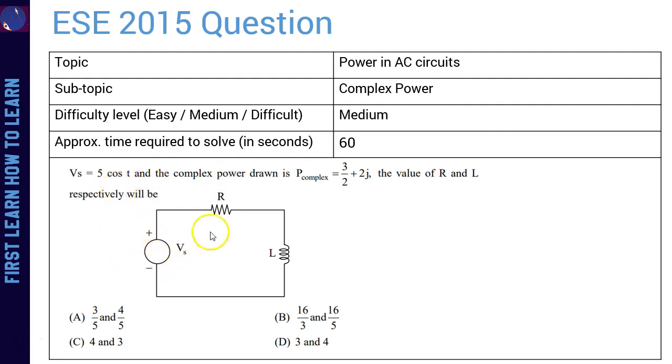Given that the input voltage source Vs is equal to 5 cos t and the complex power drawn is P complex is equal to 3 by 2 plus 2J. The value of the resistor R and the inductance L is dash.